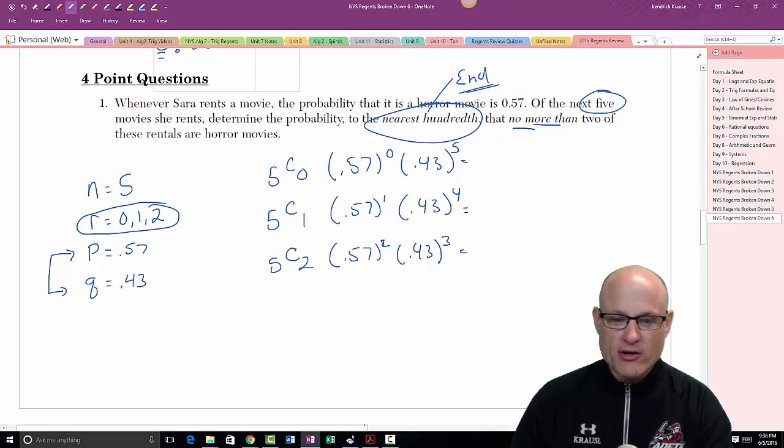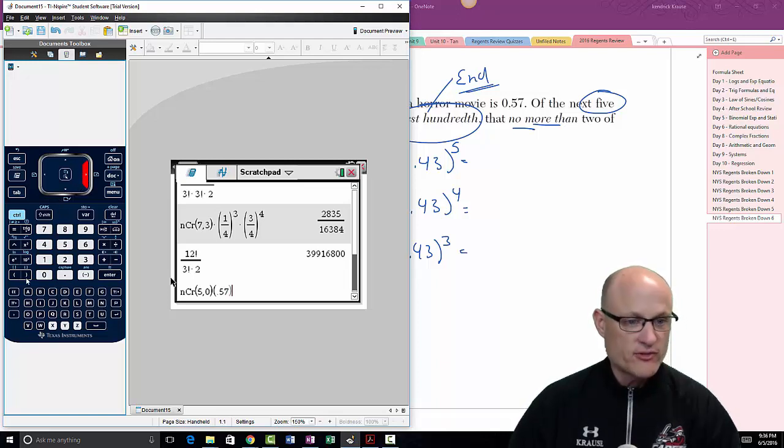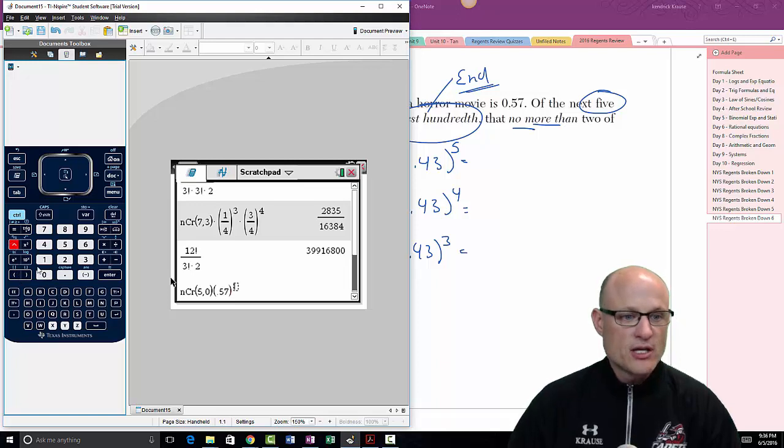So what we're going to do is I'm going to go over to a calculator. There it is. And we're going to go menu 5-3 because that gets us in there. And it's 5 choose 0, parentheses, 0.57. Now the good thing is it's a little bit easier to put these in once you've got them all in. 0.57 to the 0. Now, I'm going to put in raised to 0, and you'll see why in a minute. Parenthesis, 0.43 raised to the 5th.